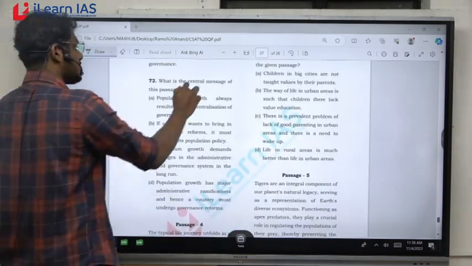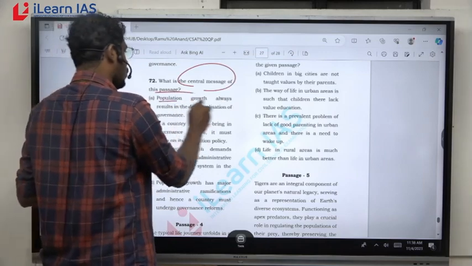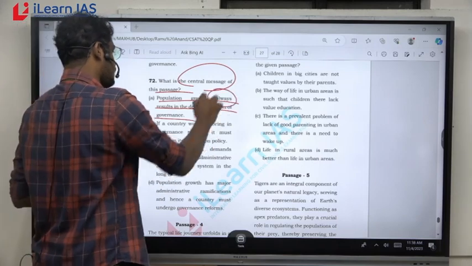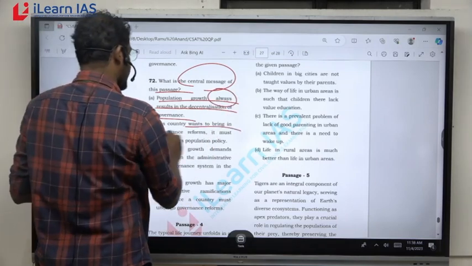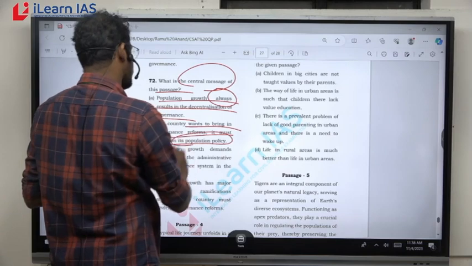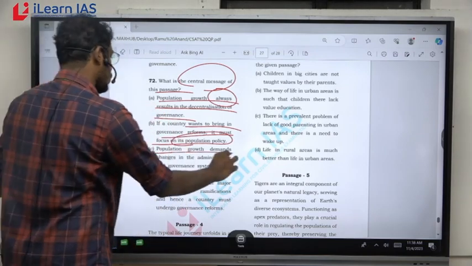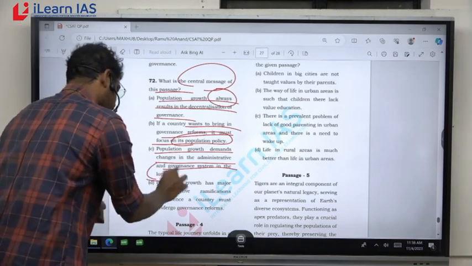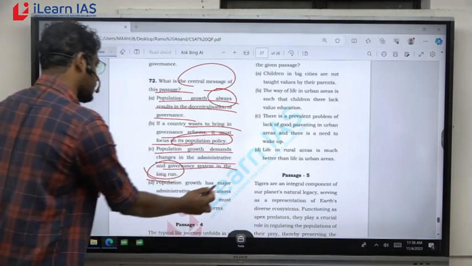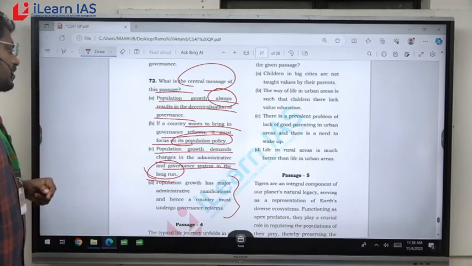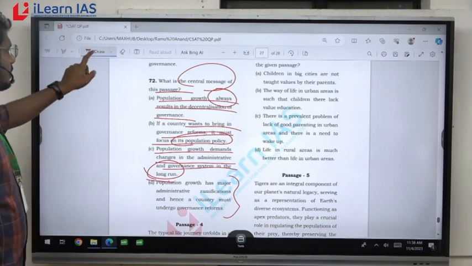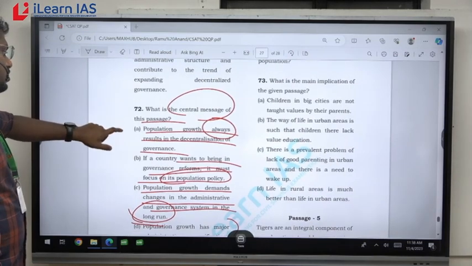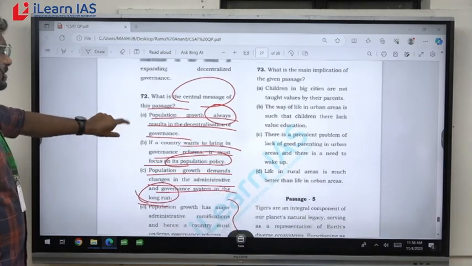What is the central message of the passage? Population growth always results in the decentralization of governance. If a country wants to bring in governance reform, it must focus on its population policy. Population growth demands changes in the administrative and governance system in the long run. In the long run, that's practical. Population growth has major administrative ramifications, and hence a country must undergo governance reforms. The question is basically about population growth and the administrative mechanism, decentralization, governance, etc.